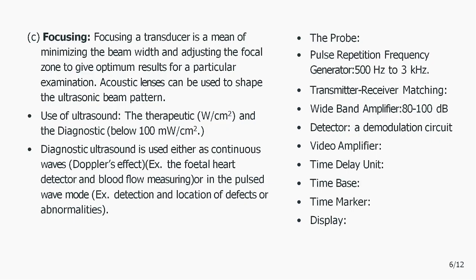Now, next one is focusing. Focusing a transducer is a means of minimizing the beam width, meaning narrowing it. We are creating a narrow beam and adjusting the focal zone to give the optimum result for a particular examination. They are giving very sharp pictures. Acoustic lenses can be used to shape the ultrasonic beam pattern.